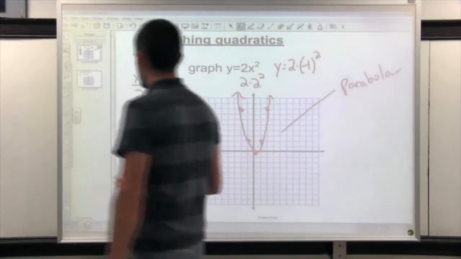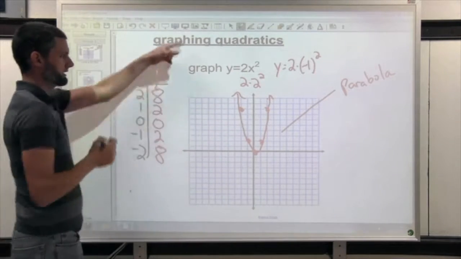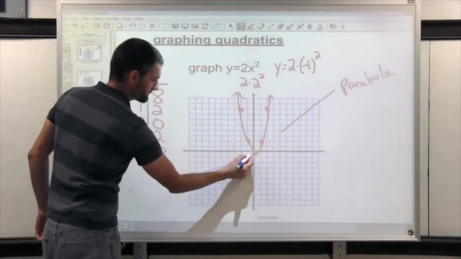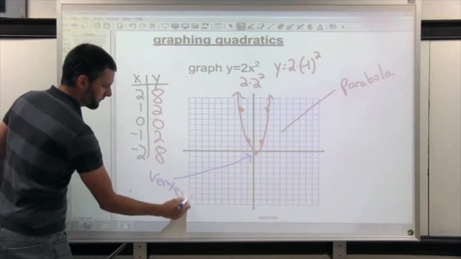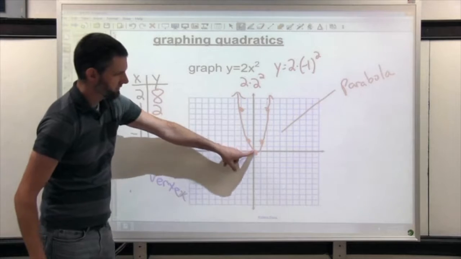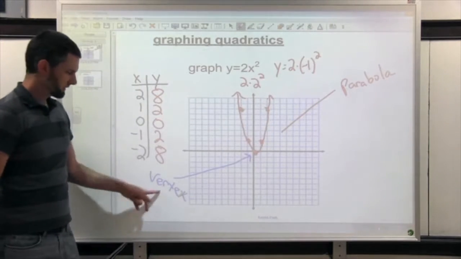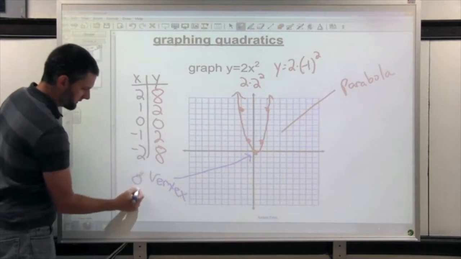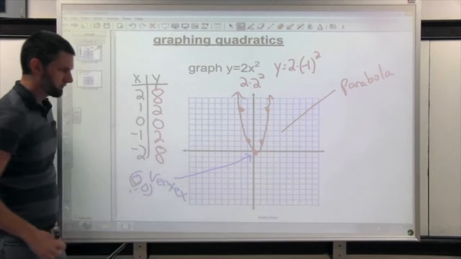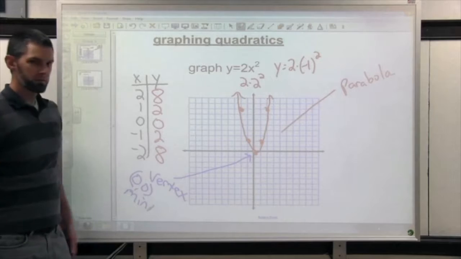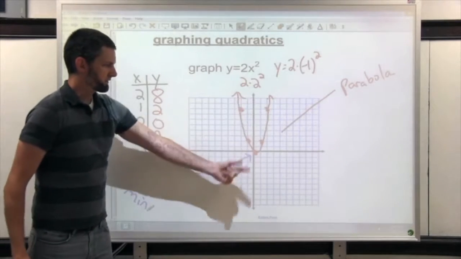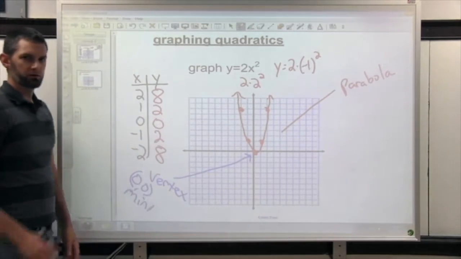So when we graph a parabola, a quadratic equation, there's some important things to talk about that graph. That middle point, that point where it stops going down and turns and goes back up, is called the vertex. In this case, the vertex is 0, 0. And also in this case, the vertex is a minimum.